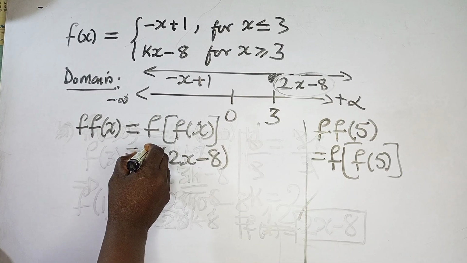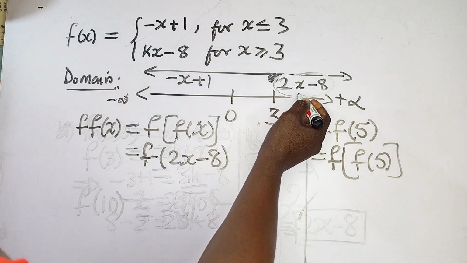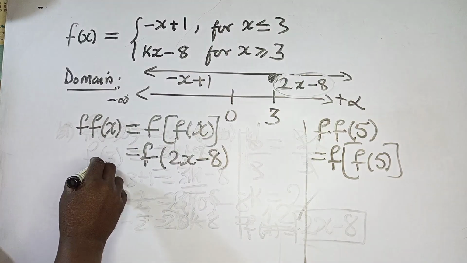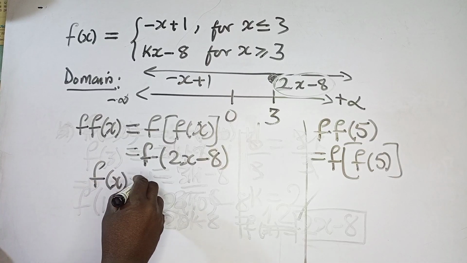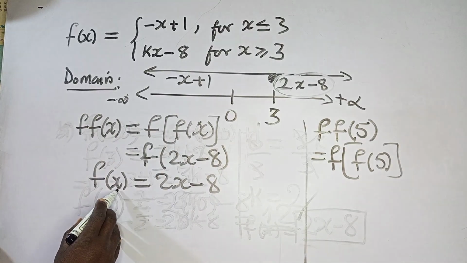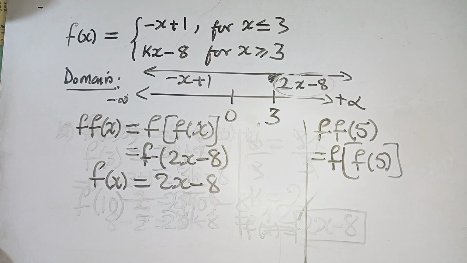Now, what are the instructions of f? The instructions of f are whatever f carries, it multiplies by 2 and subtracts 8. Our f of x is 2x minus 8. Whatever f is carrying, x here, what has it done to it? It multiplies by 2 and subtracts 8 from the result.